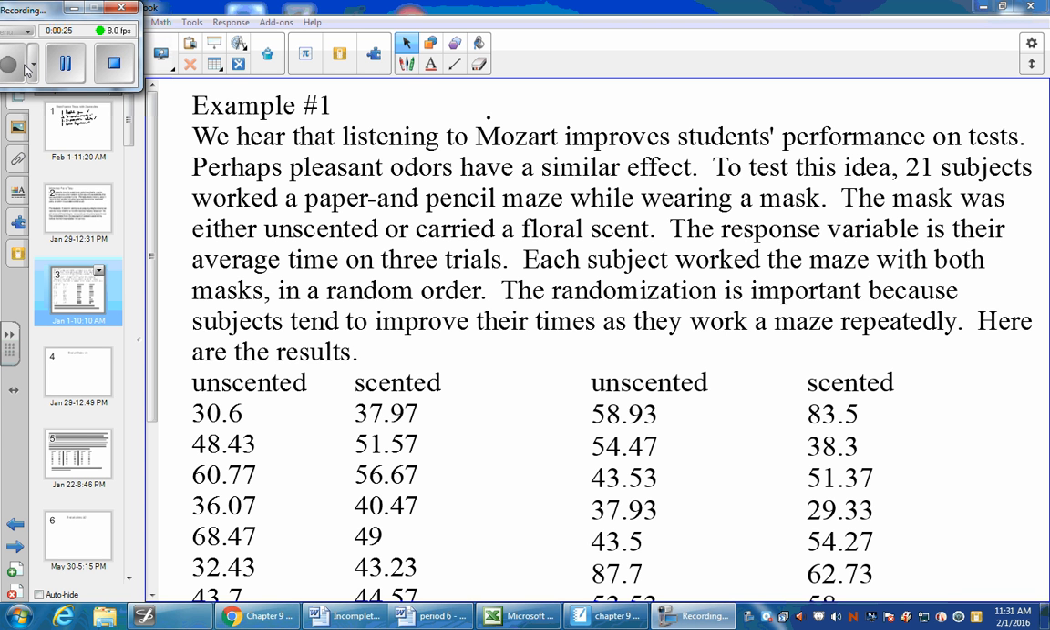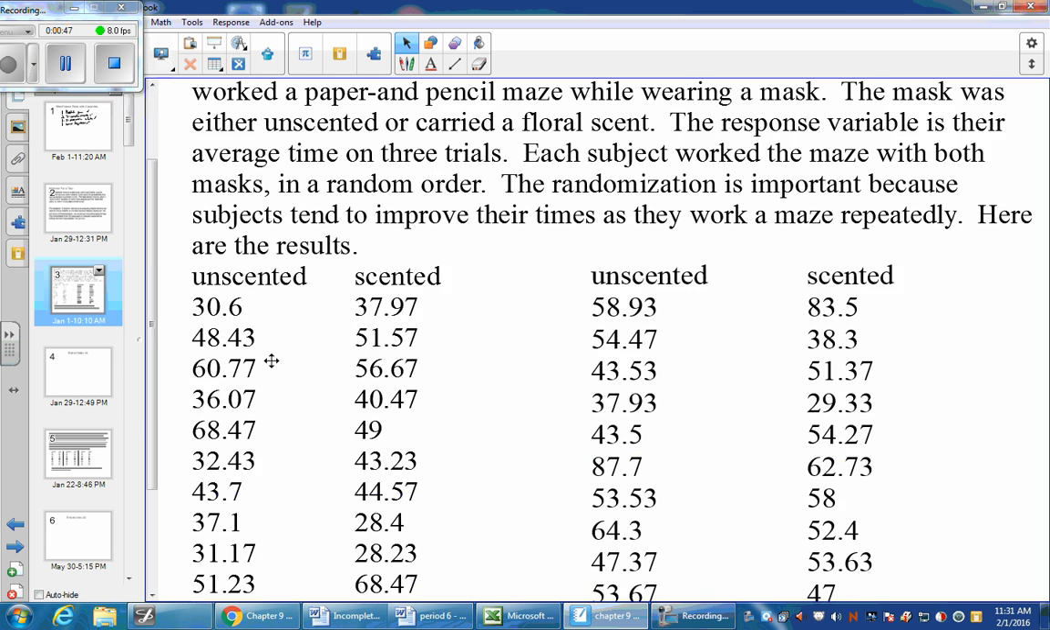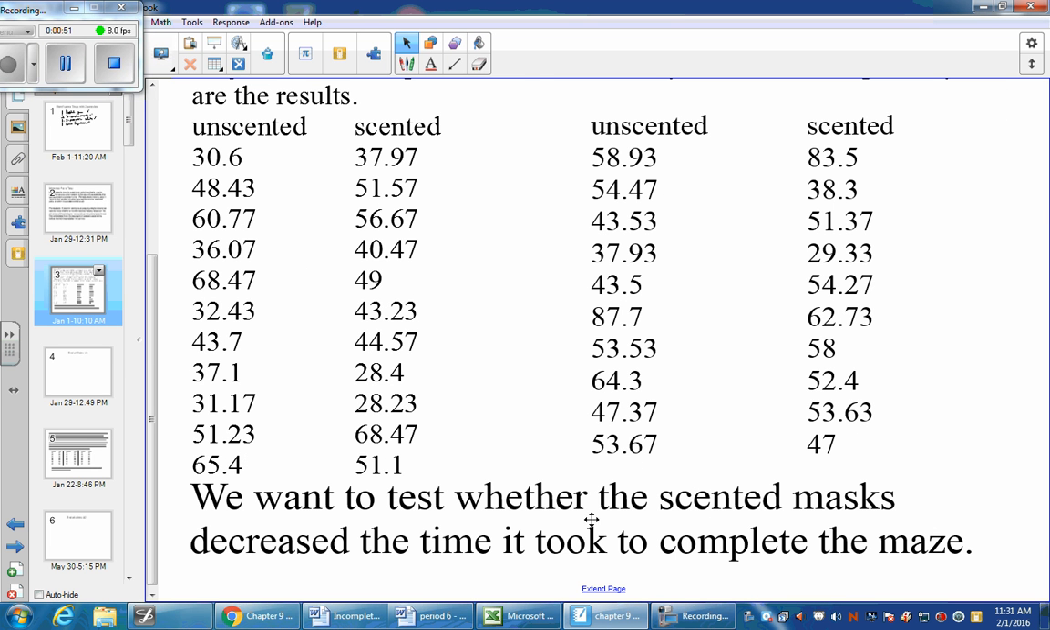The response variable is their average time on 3 trials. Each subject worked on the maze with both masks in random order. The randomization is important because the subjects tend to improve their times as they work a maze repeatedly. Here are the results. So each row, these two represent one person, these two represent one person, and so on, all the way down. We want to test to see whether the scented masks decrease the time it takes to complete the maze.